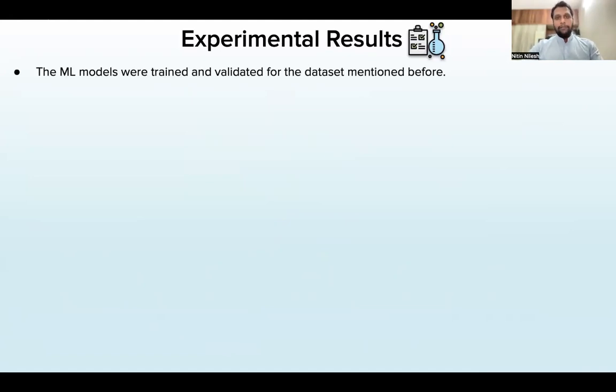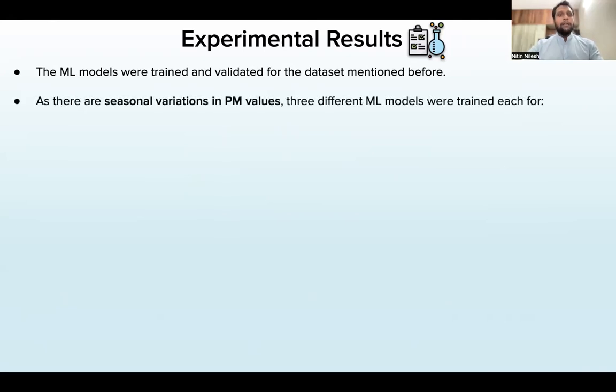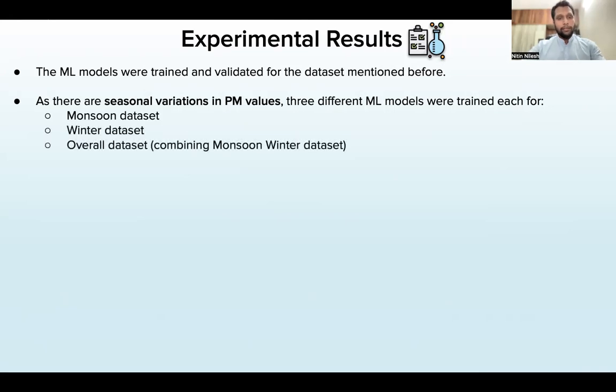The ML models were trained and validated on the dataset that we mentioned. Because there are seasonal variations in PM values that we discussed earlier, 3 different ML models were trained, each for 3 types of dataset: monsoon dataset, winter dataset, and overall dataset, where the monsoon and winter datasets are combined.